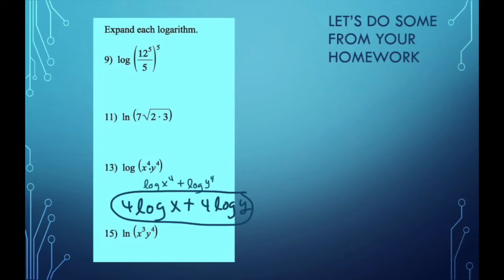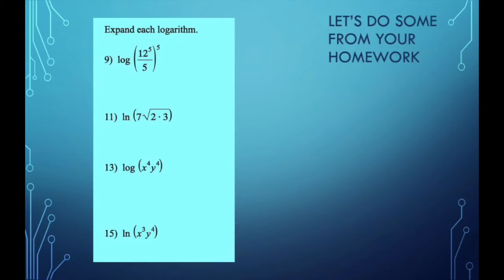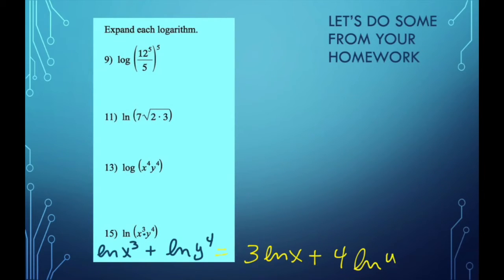Let's do the last one, number 15. At least the last one on this slide here. We have an ln. It's very similar to this one. This just had a log. So we're multiplying, so we're going to expand it out. We're going to have ln x to the 3rd plus ln y to the 4th. We did a plus, or we added because we were multiplying there. And then we're going to take these exponents and we're going to put them out front. So we will have 3 ln x plus 4 ln y.